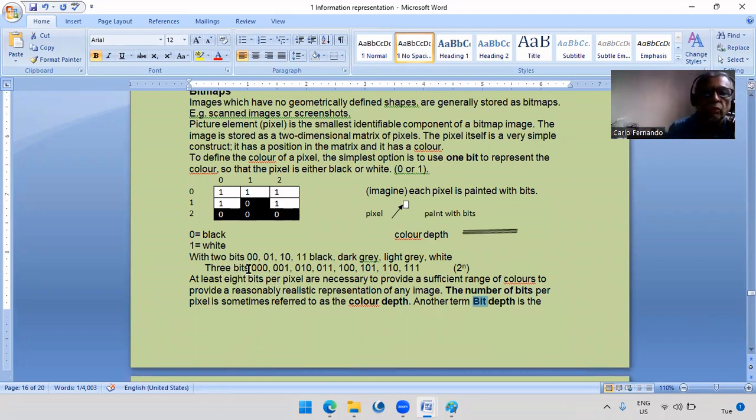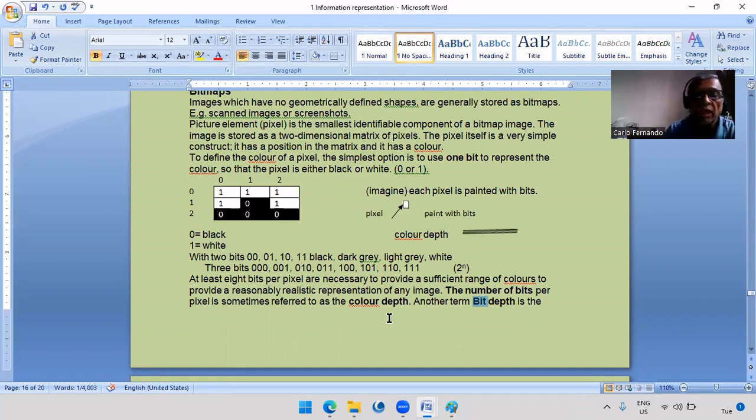If there are 3 bits, you can have how many colors defined? 1, 2, 3, 4, 5, 6, 7, 8. You don't have to count because 2 to the power 3 is 8. So if you take this one, 000 is black and 111 is white, then how many other colors can be defined? 1, 2, 3, 4, 5, 6. 8 minus 2 is 6. So is 6 colors enough to have a natural image, natural picture, photograph or something?